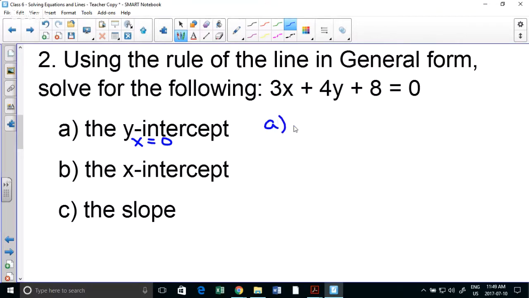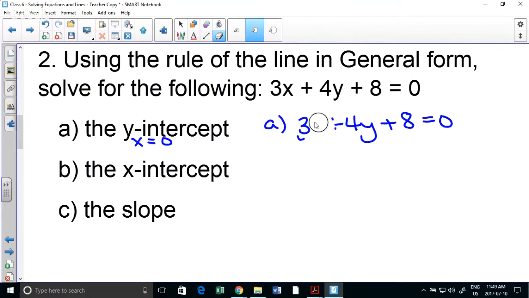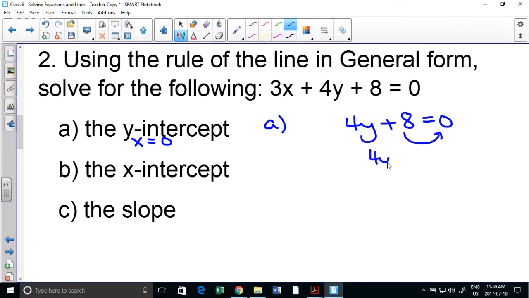So I'm going to solve. This is A. 3x plus 4y plus 8 equals 0. If x is 0, this term disappears because 3 times 0 is 0. So I can essentially just erase this whole thing here and solve this equation. This is what we call the hide and seek method. So essentially we're hiding this term here or this term here, depending on which intercept we're solving for. So this moves over as a negative 8. And we divide by 4, and we get y is negative 2. So 0, negative 2, that's my y-intercept, or that's a point on my line.